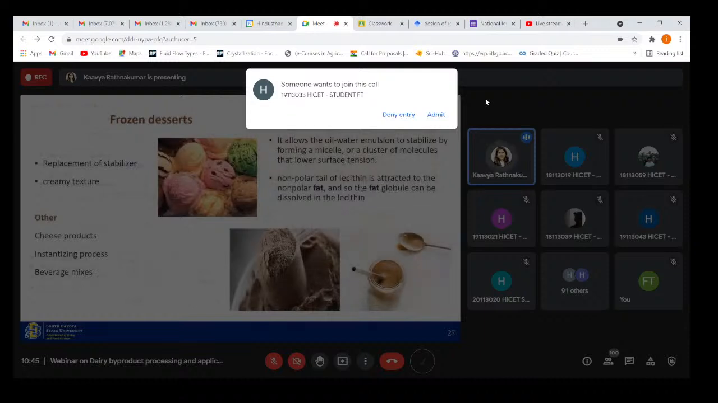The other one is frozen desserts. It helps as a replacement of a stabilizer. Involving these phospholipids gives a very creamy texture by itself, and the melting properties of the ice cream are improved by adding these phospholipids naturally. And also in other products like cheese products, and instantized products.